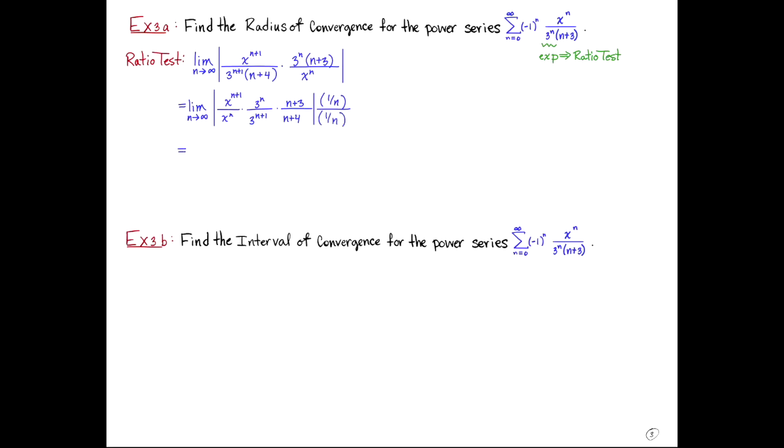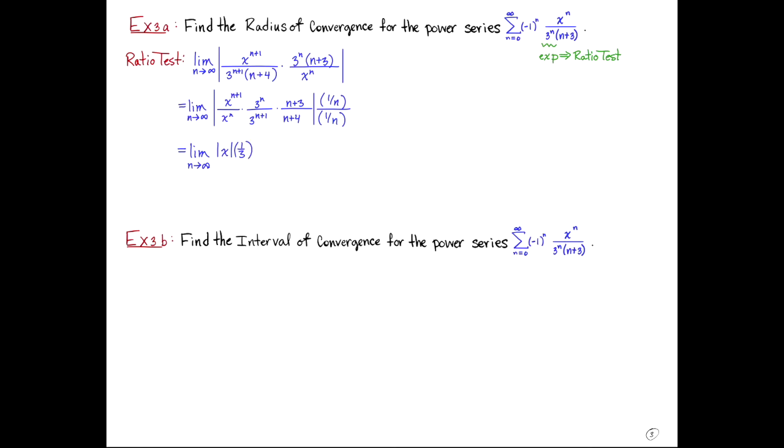This is equal to the limit as n approaches infinity of |x^(n+1) divided by x^n|, which simplifies to |x|. And since x is the only thing in this limit that could possibly be negative, we only need to keep the absolute value signs around x. 3^n over 3^(n+1) simplifies to 1/3.